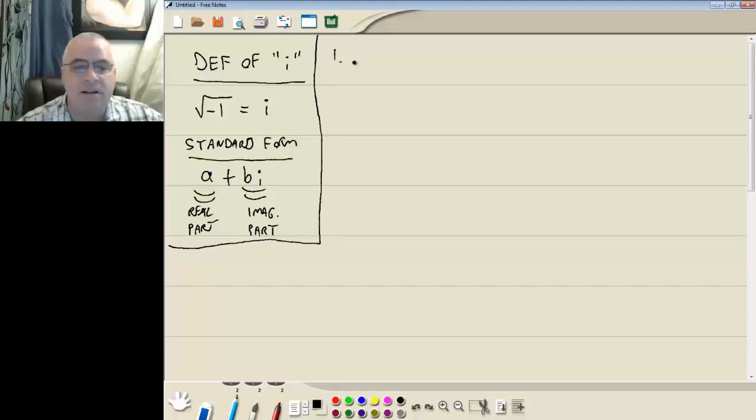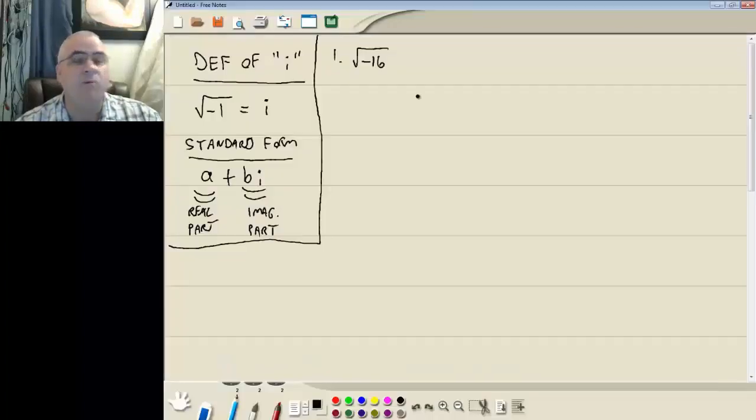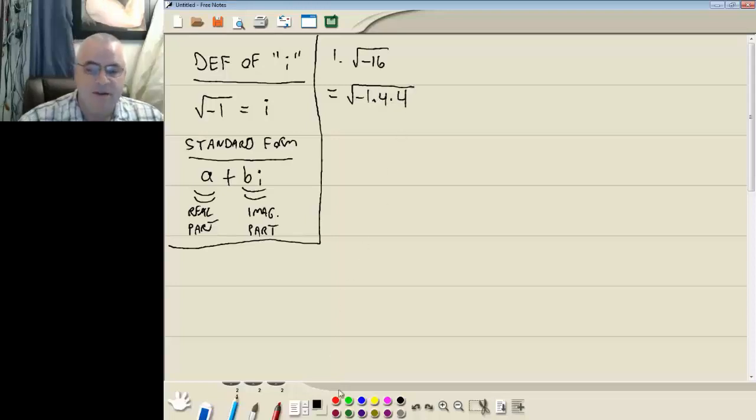So our first one here, we've got the square root of -16. The instructions say write each expression as a pure imaginary number, but even if it didn't say anything, you should always simplify a radical when you run across it. So for this one, I can rewrite this as the square root of -1 times 4 times 4. Now remember, with square roots we're looking for pairs of something. Here's a pair of 4s, so this pair is going to come out in front as a single 4. So that gives us 4 square root of -1.